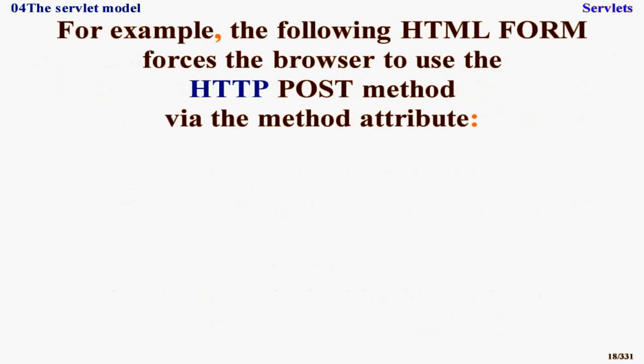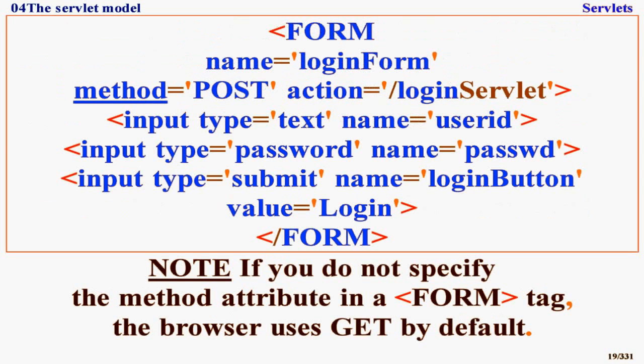For example, the following HTML form forces the browser to use the HTTP POST method via the method attribute. Form name="loginform" method="post" action="loginservlet". Input type="text" name="username". Input type="password" name="passwd". Input type="submit" name="loginbutton" value="login". Form.